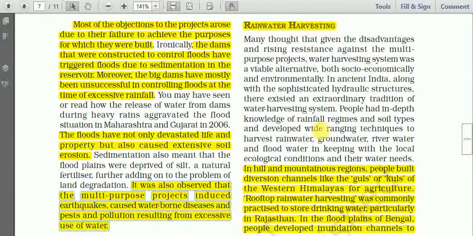And remember, we have been learning about dams, or multi-purpose projects, as a measure for conserving water resources. We have been learning dams as a measure for conserving and managing water.